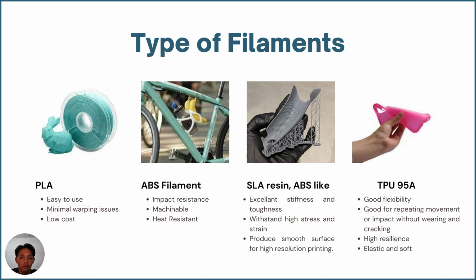So next is the type of filaments. These are the comparisons of the types of filaments that are present in 3D printing work. The first one is PLA, ABS filaments, SLA resin, ABS light, and TP95E. As you can see, ABS filaments have a high impact resistance, and they are also easily machinable and heat resistant.